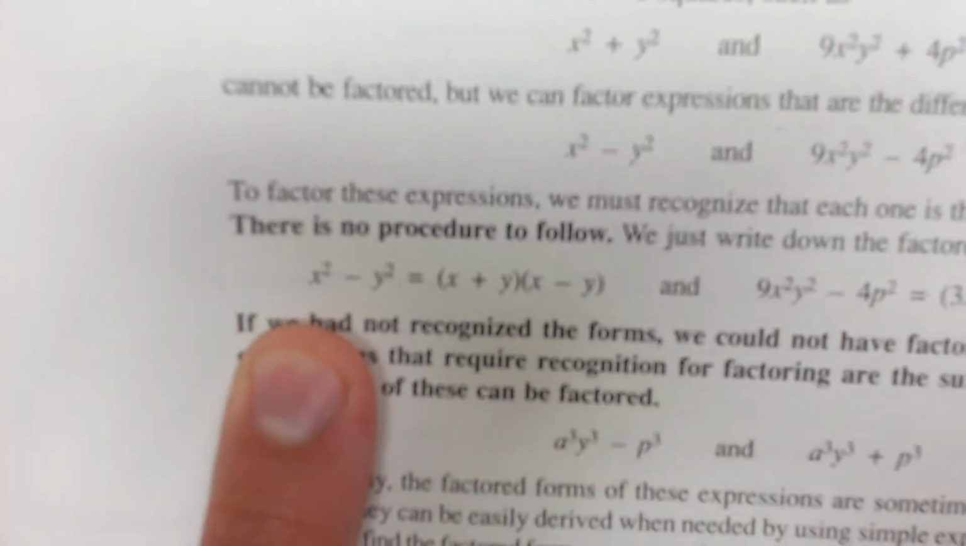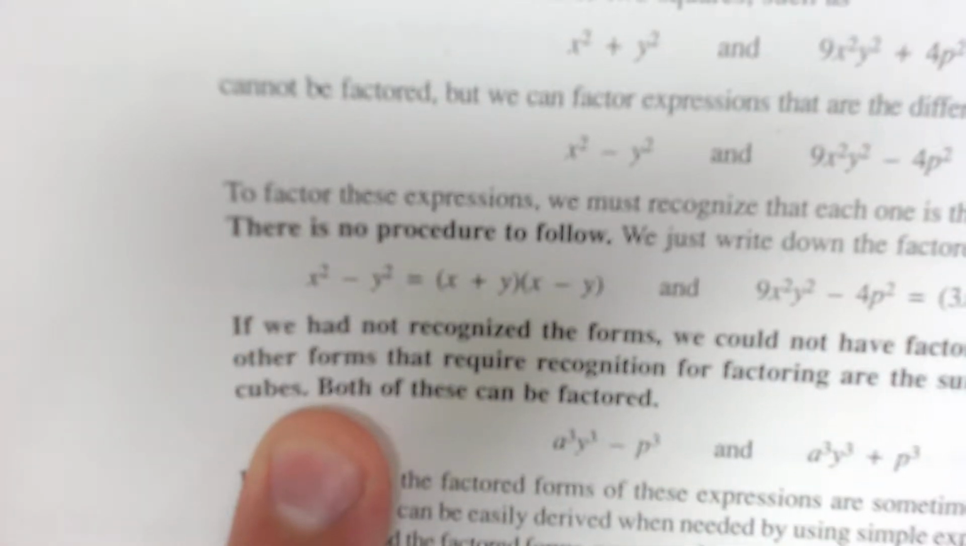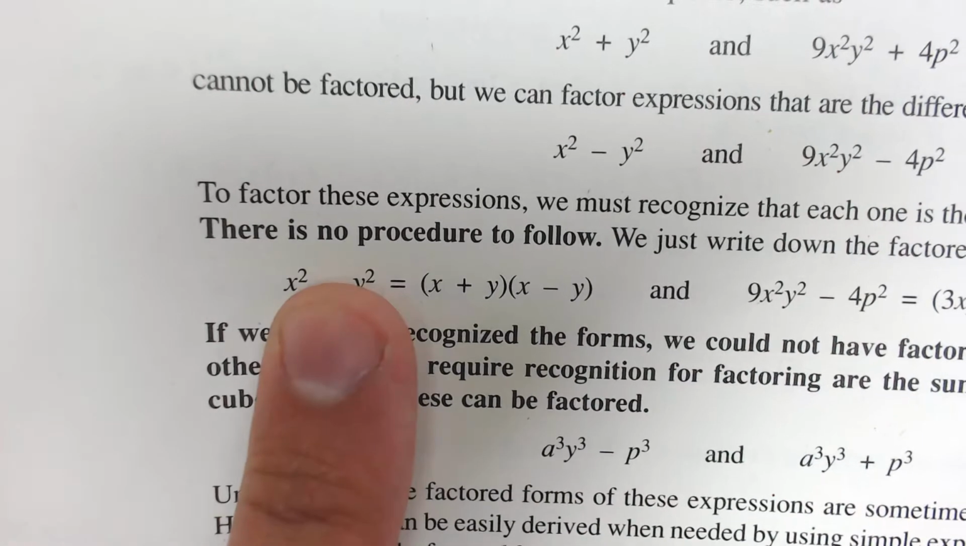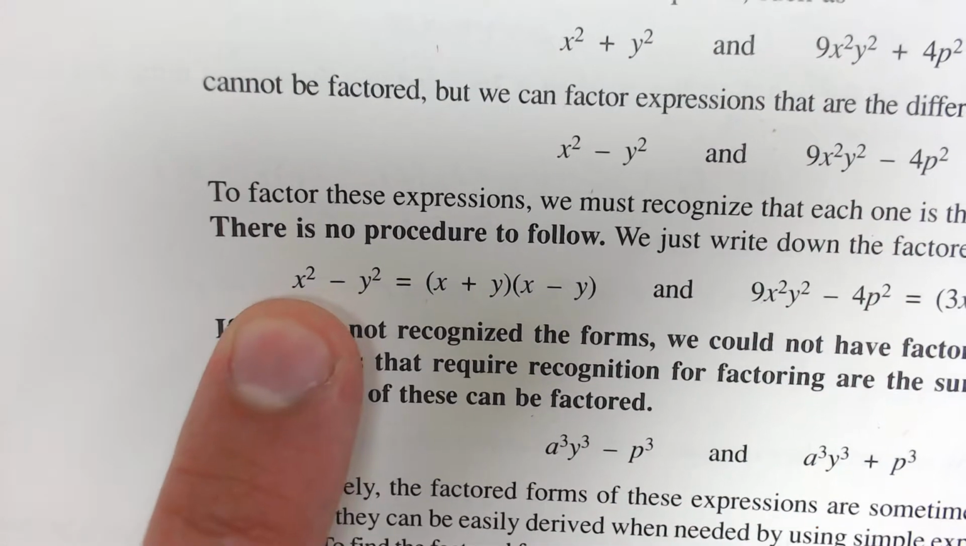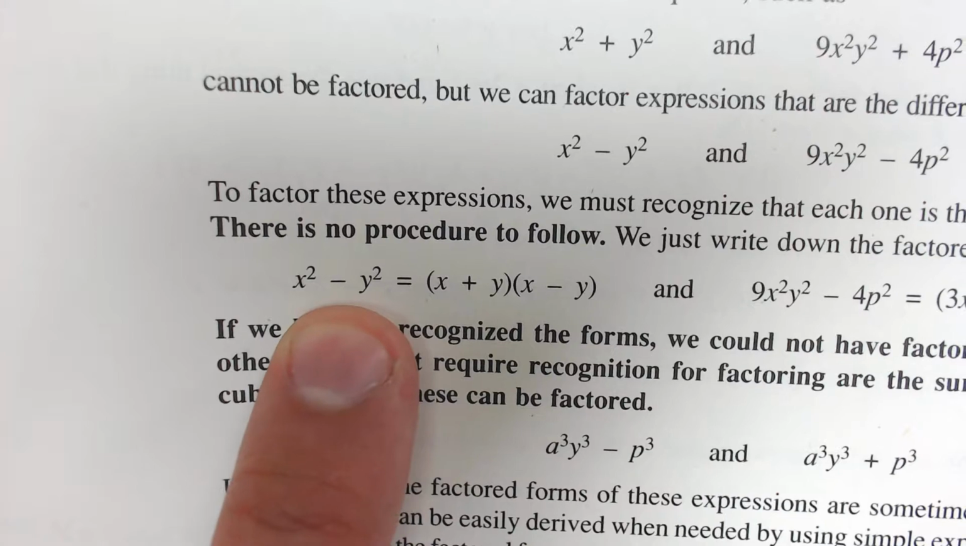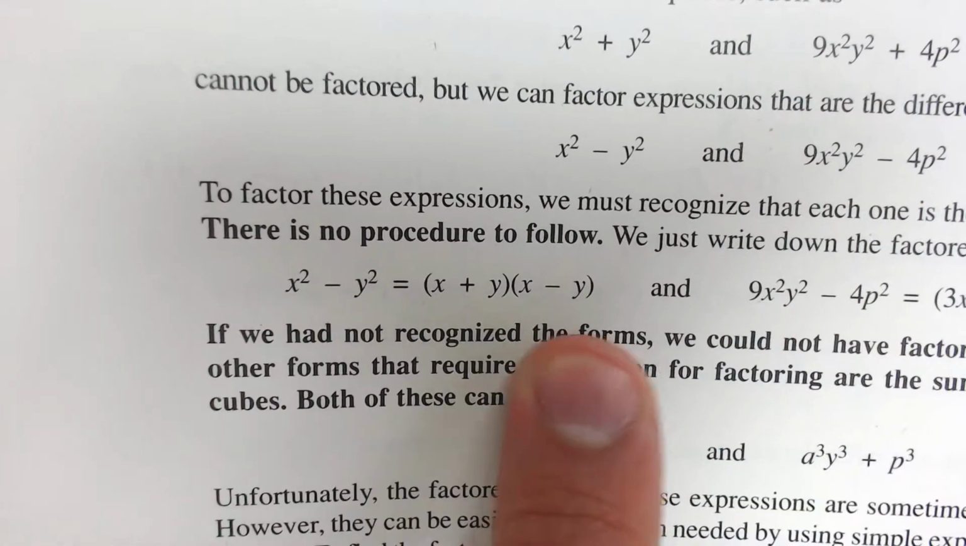Let's zoom in on it. Okay, so this is difference of two squares here, which is where we have an x squared term and a y squared term, difference being they're subtracted. They're going to factor into x plus y, x minus y, right?